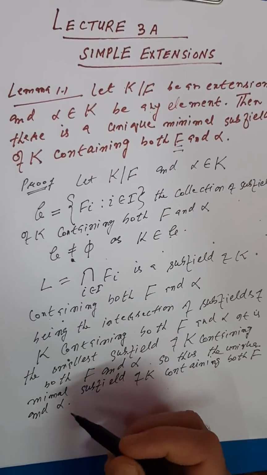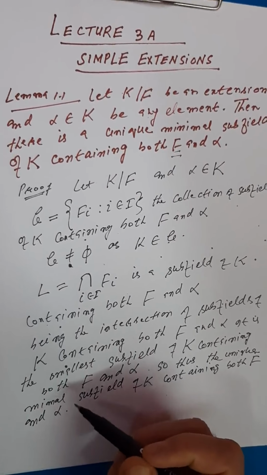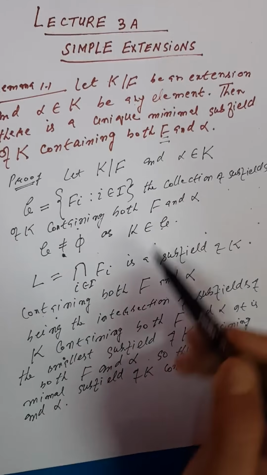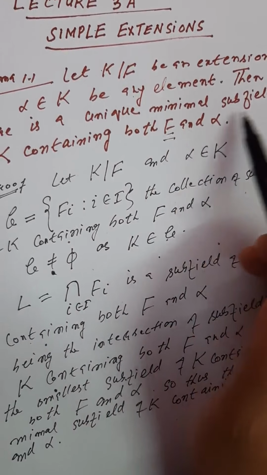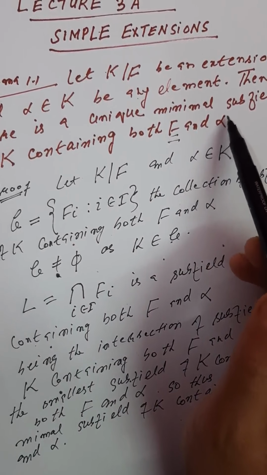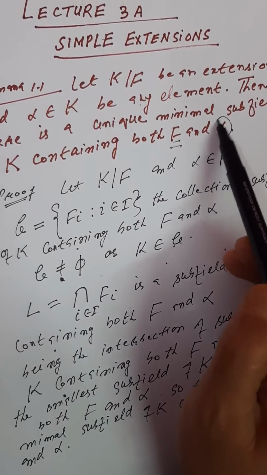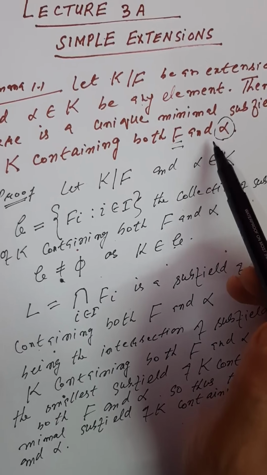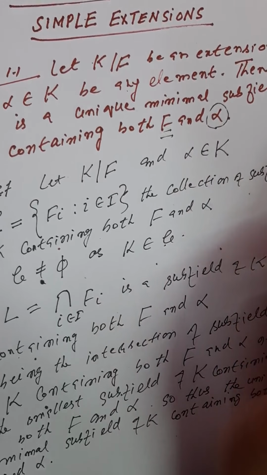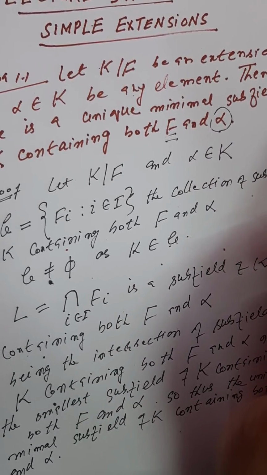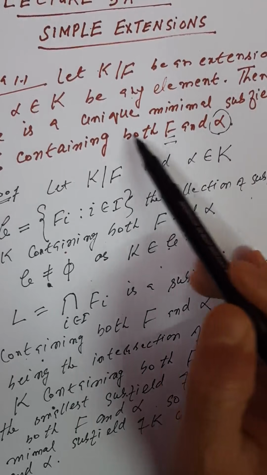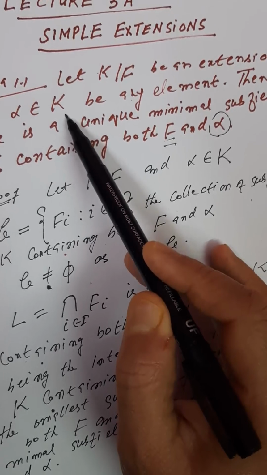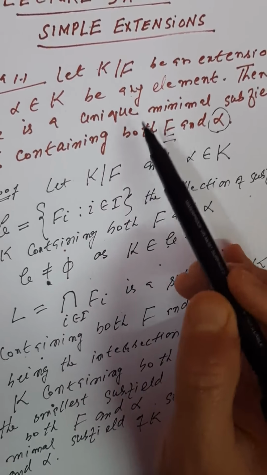Now, one thing we must note from this lemma is that this lemma can be proved for any subfield F of K and any number of elements. So instead of taking a single alpha belonging to K, if I choose say alpha 1, alpha 2, and so on, any number of elements of this field K, then the lemma would also be true by similar argument.